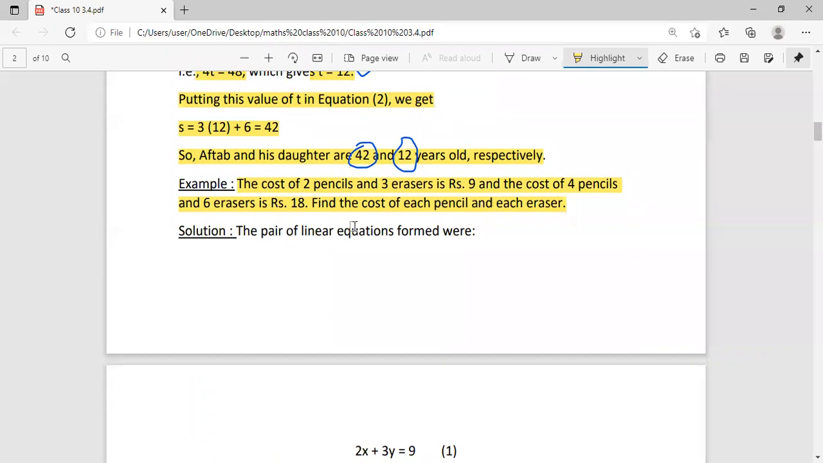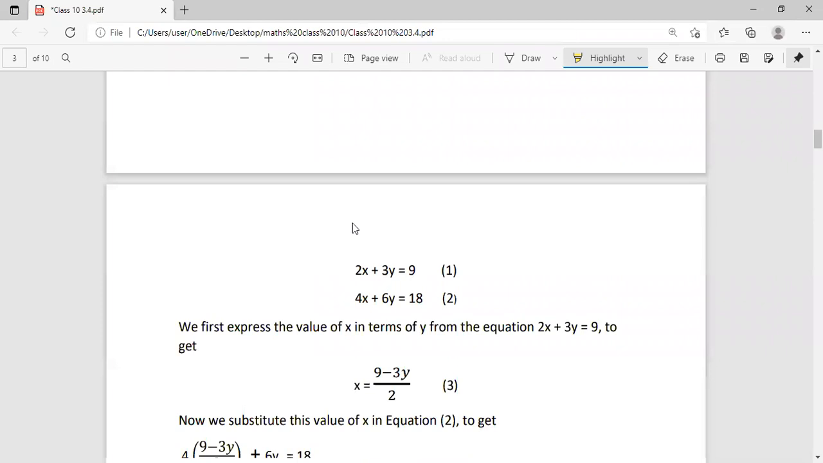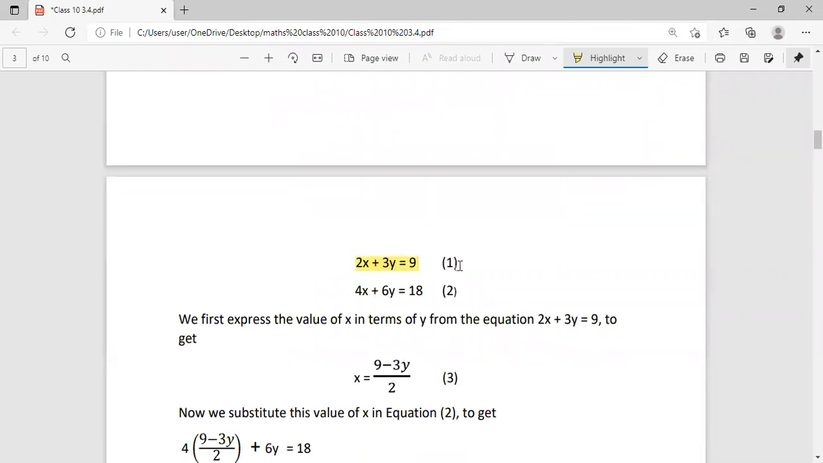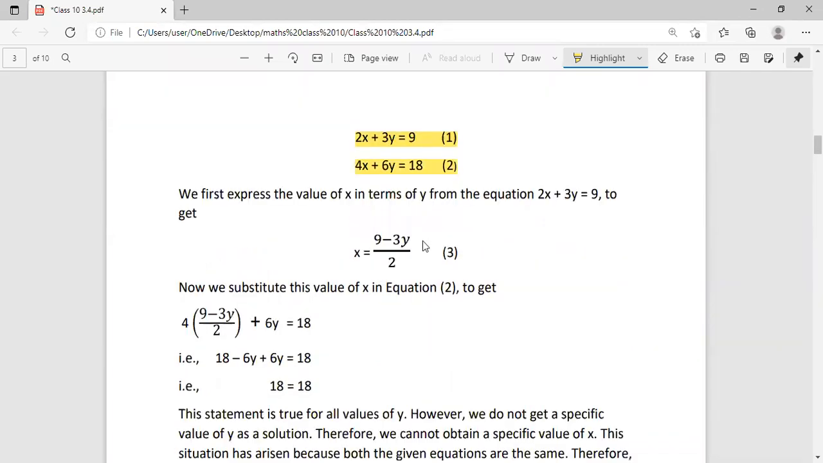The cost of a pencil is taken as x and that of an eraser is taken as y. Then we form the equations 2x plus 3y is equal to 9 and 4x plus 6y is equal to 18. Now we have to express the value of x in terms of y from equation 1. So we get that x is equal to 9 minus 3y, the whole divided by 2. That is our equation number 3.